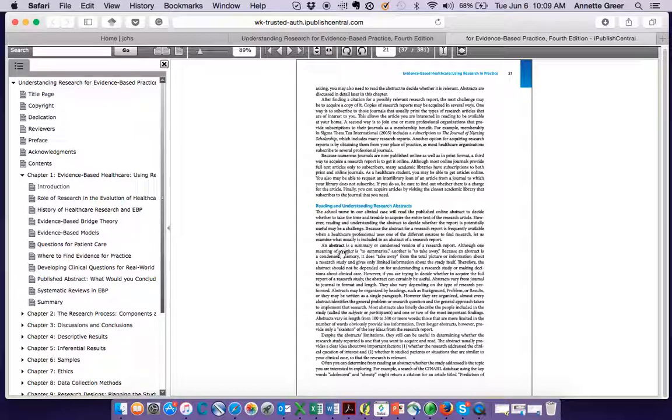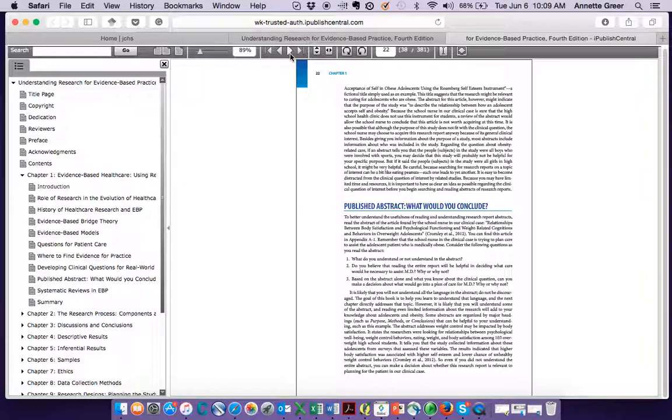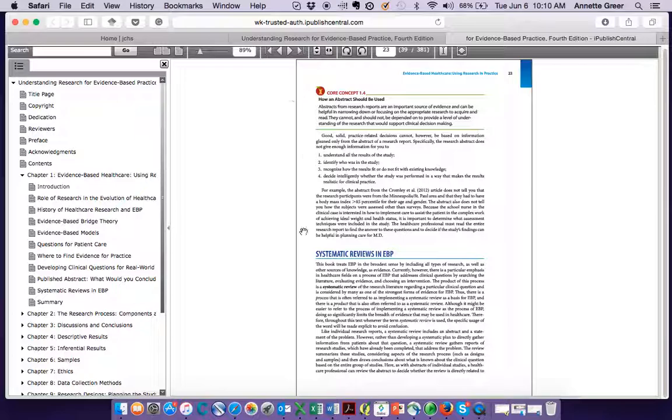What is an abstract? An abstract is a summary, a condensed version of a research report. Highlight that. Published abstract: what would you include? Conclude: know what you can and cannot conclude just from the abstract. What is a systematic review? The product of the process is a systematic review of the research literature.